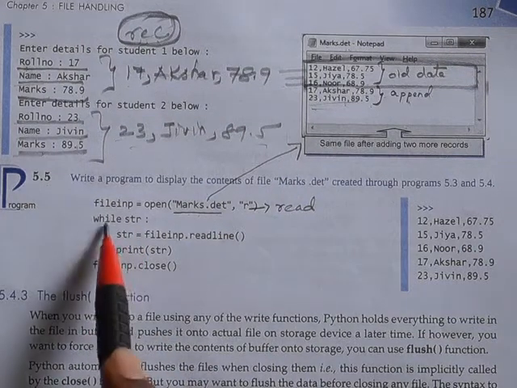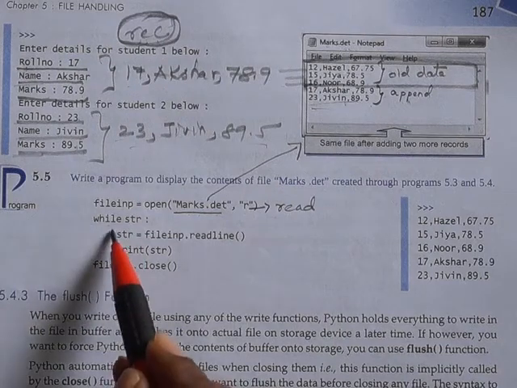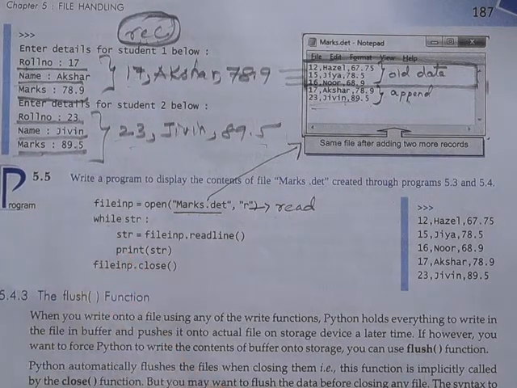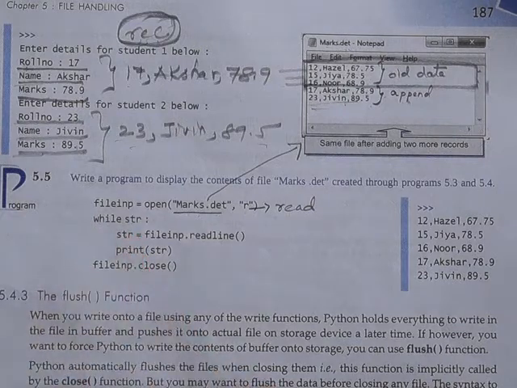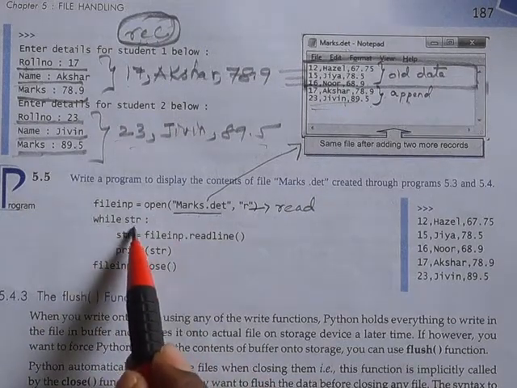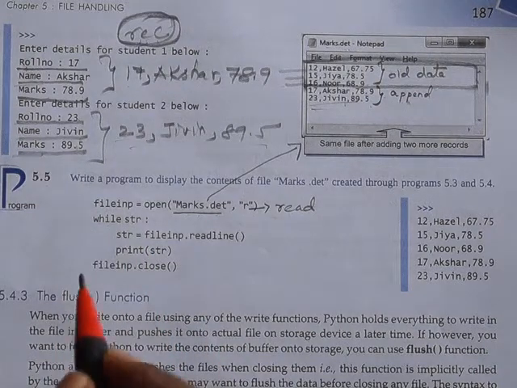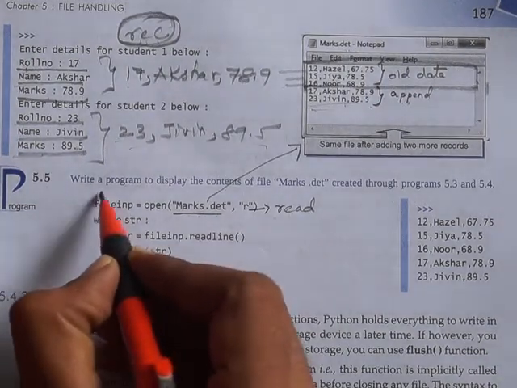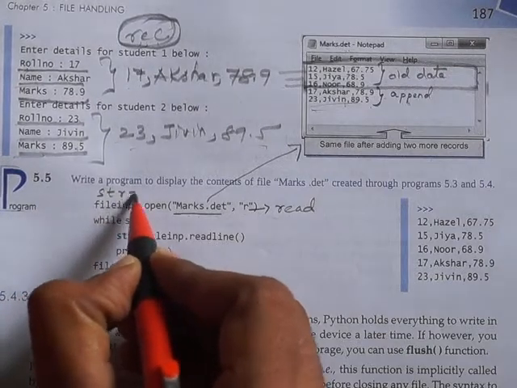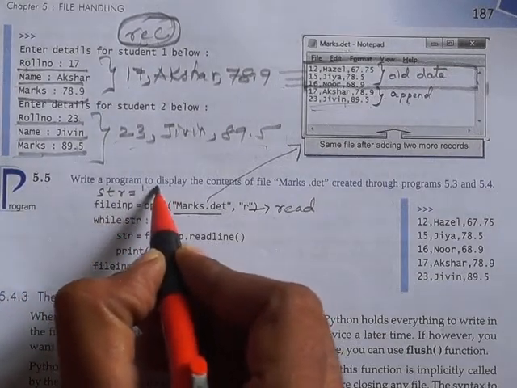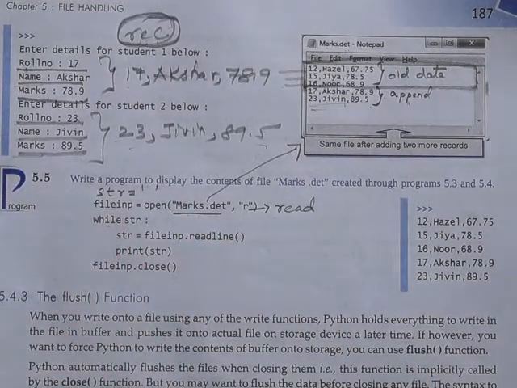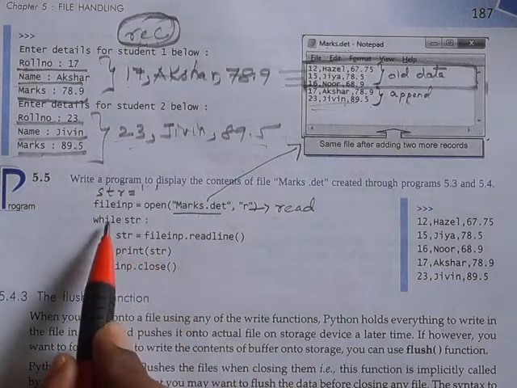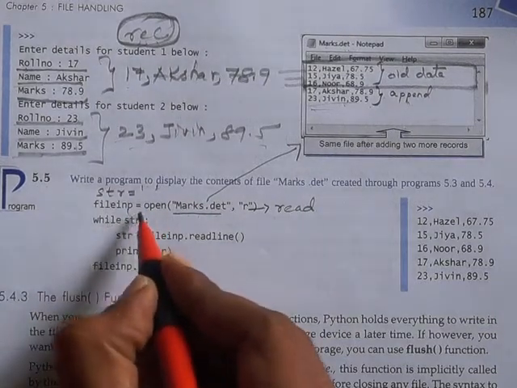Then what is called while str? These two lines will be going to be repeated again and again. When it comes for the first time, while str, what is the value of str? We don't know. Let us assume str is equal to a white space. Can you see here a white space? So str is equal to a single white space, such that while str means while a white space.